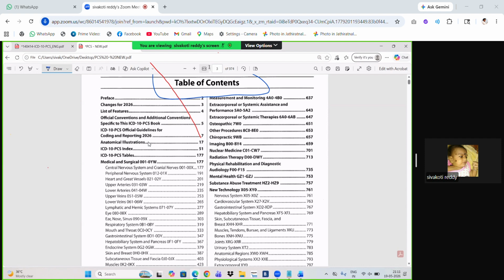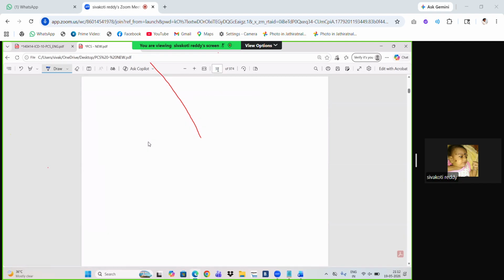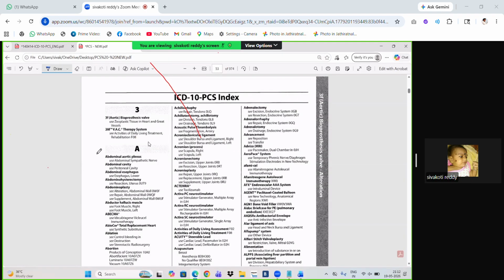Now, same like ICD-10-CM, we have index and tables. Here also we have index and tables, guys. ICD-10-PCS index, then tables. The ICD-10-PCS index is dictionary-wise, like either CPT or ICD. You will get all the procedure codes here, dictionary-wise.